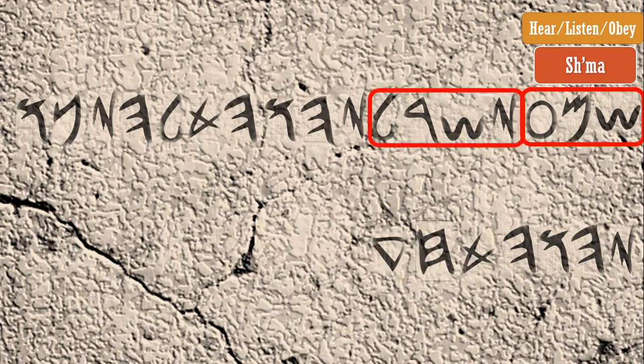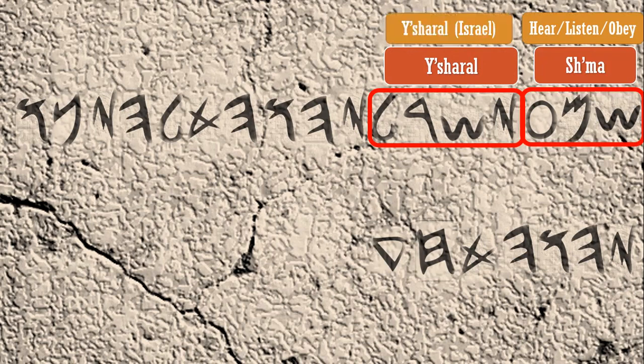The next word is Yishral. That's the Yod, Shan, Rash, Lamad. Yishral. And this is, of course, the name of the people of the Most High, the 12 tribes. Modern day translation has changed the name to now say Israel, but it's Yishral. So Shema, Yishral. The next word is recognized by a number of people.